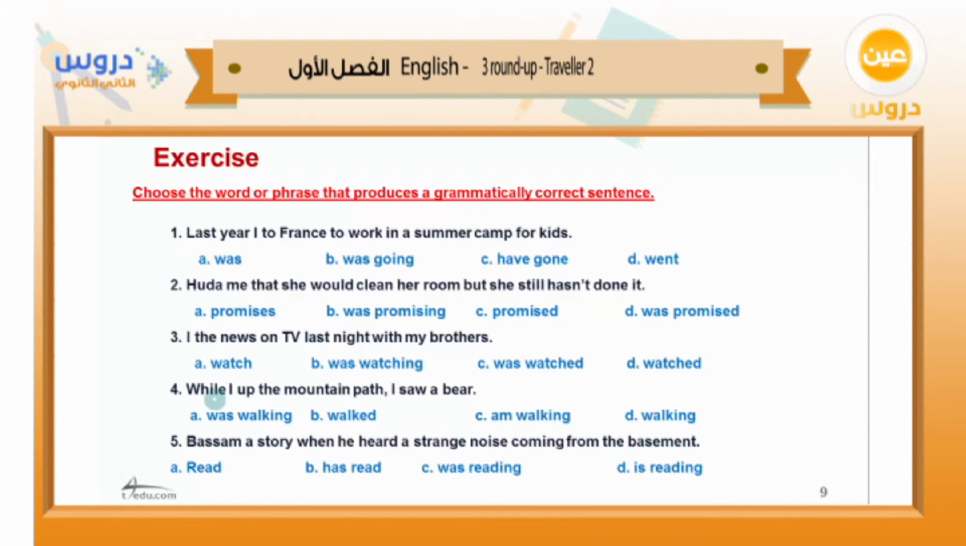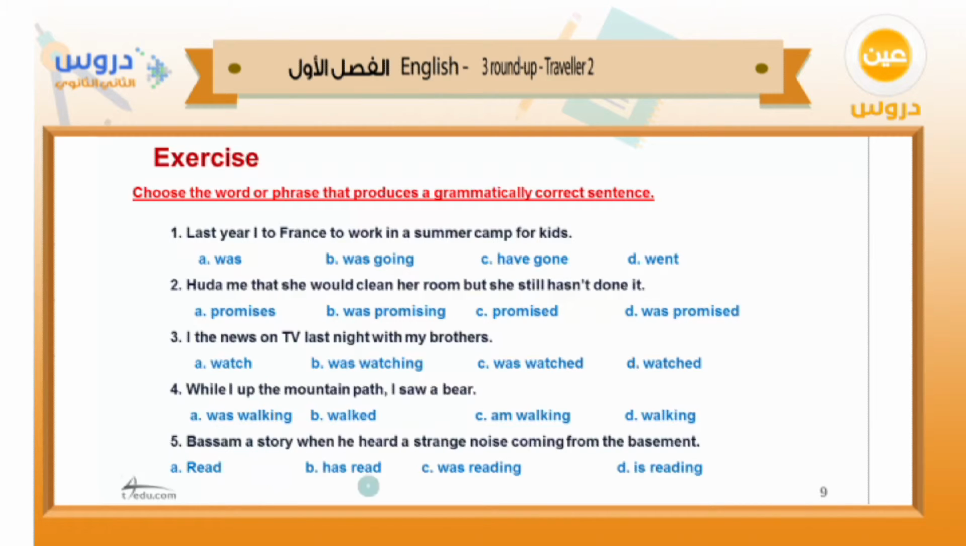Number 4: while. Remember I told you, when you see while, when, or as soon as, most of the time it's about the past progressive or past continuous, and you already have a simple past in the sentence. So: while I was walking, while I was walked, while I am walking, or while I walking. Of course, D and C are a little bit off. So while I was walking up the mountain path, I saw a bear. Something else interrupted the simple past, and we choose A for 4, the past progressive or past continuous.